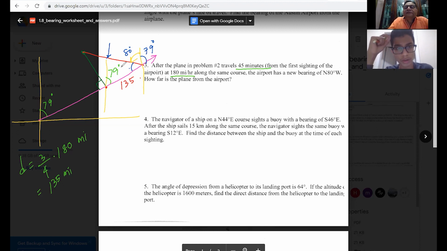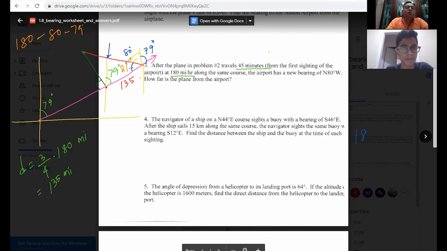No, wait. It says north 80 degrees west. So you'll do 180 minus 80. I thought you meant the other. My bad. This angle is 180 minus 80, that is 100, minus 79, which is 21 degrees. You get the idea, right?